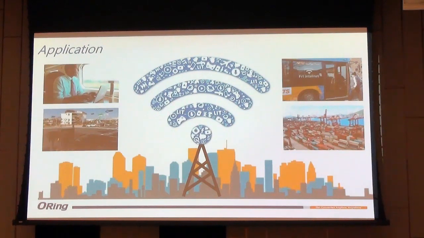And another advantage of the cellular is the big coverage. We can use the cellular router in the container terminal to track the container data or location.